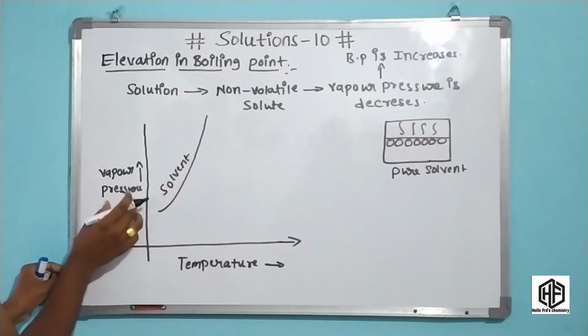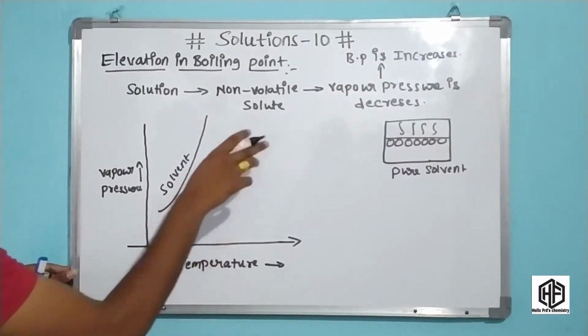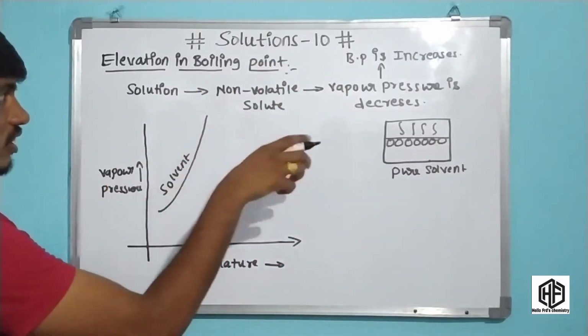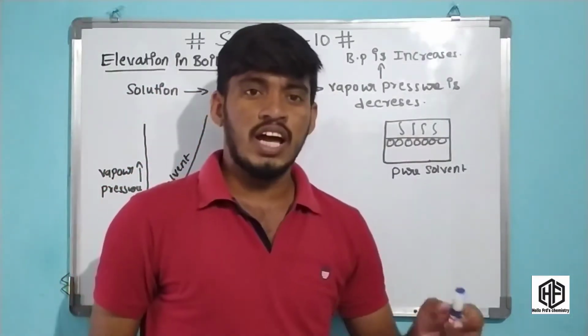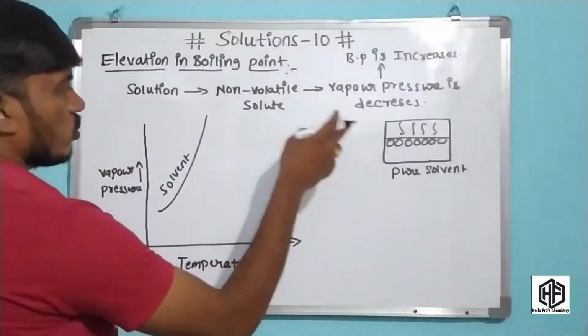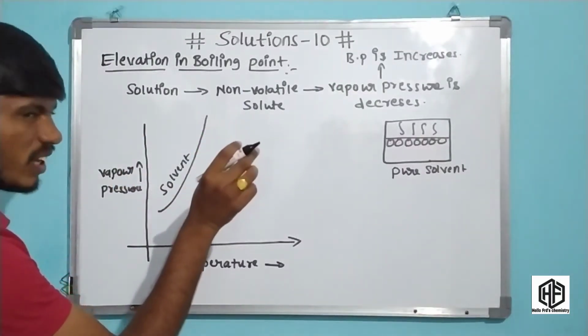When temperature increases, what happens, friends? Vapor pressure increases in a pure solvent. But in case a non-volatile solute is added to the pure solvent, such as sucrose or glucose or urea, these are the non-volatile solutes. Whenever a non-volatile solute is added to this pure solvent, the solution vapor pressure decreases.